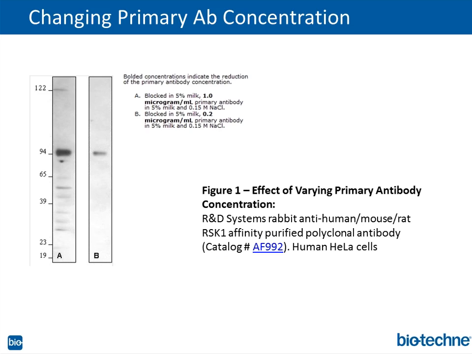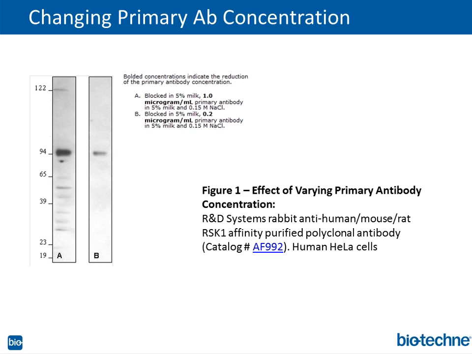This data comes from in-house, and I believe this is even online. This shows you a very simple example where we block in 5% milk. So you've got blot A and blot B. The only difference here really is that we dropped the primary antibody concentration, and as you can see, we've really tightened things up, going from blot A to blot B.